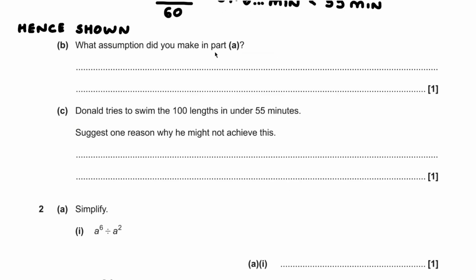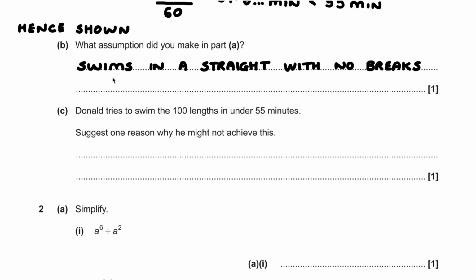Part B, what assumption did you make in part A? Well, we assume that he swims in a straight line with no breaks. Part C, Donald tries to swim the 100 lengths in under 55 minutes. Suggest one reason why he might not achieve this. Well, he might get tired. And if he gets tired, it will take longer.